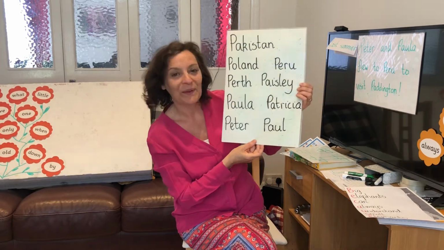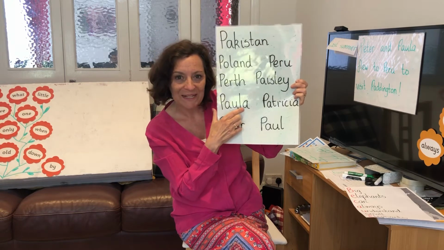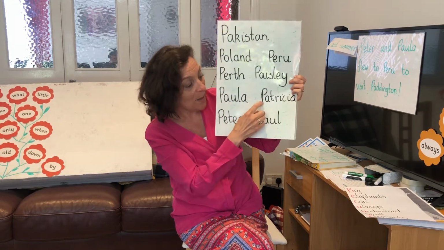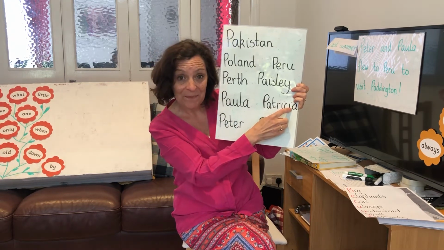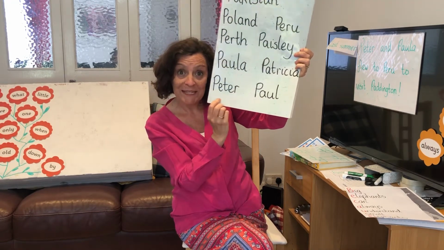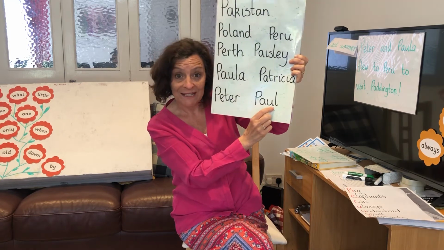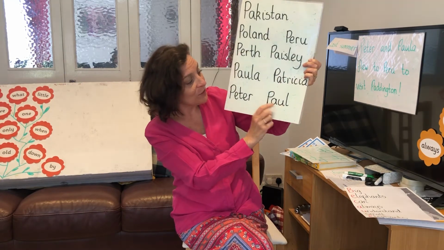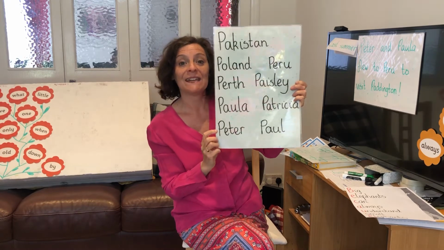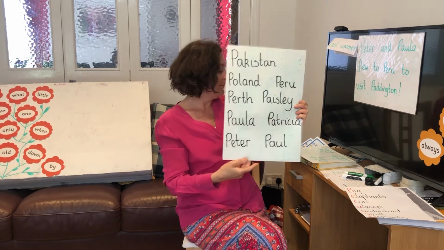Now, names. We've got Paula, a grown-up who works in our school, and Patricia is a girl's name. Peter, we've got a grown-up called Peter who works in our school, and Paul is another boy's name. So all these names get a capital letter because they start with a capital P.